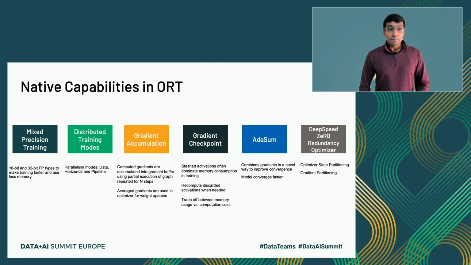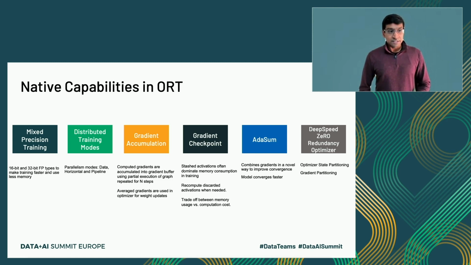To accommodate batch sizes bigger than what can fit in the GPU memory, the solution is to employ gradient accumulation and achieve the desired batch size. The next item here is gradient checkpointing, and it is about reducing memory consumption by discarding activations and recomputing them when they are needed again, instead of keeping them around. This is a trade-off between memory usage and computation cost.